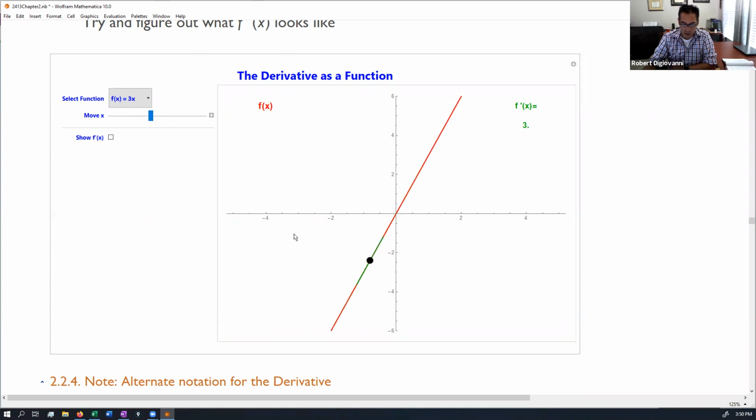Here it is. Look, you can kind of see the green little slope there. It never changes. So if I were to try and draw the derivative, it should always be the value of the slope, which is 3. So it's just constant. So the red is the original function. The green is its derivative.